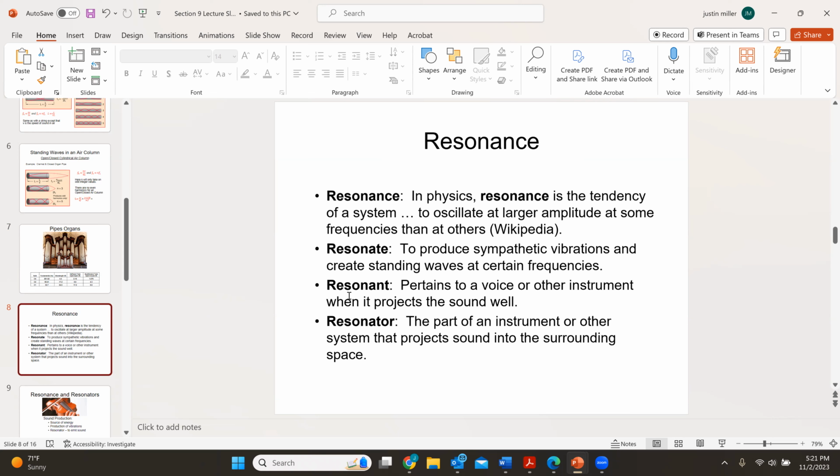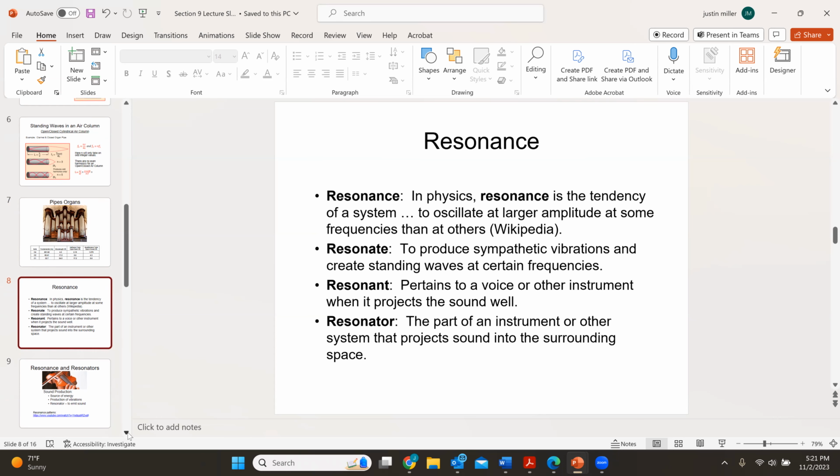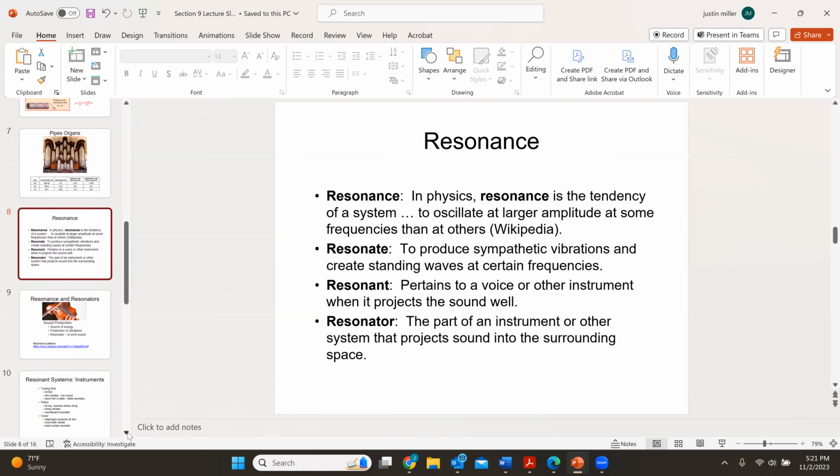Resonant, resonator. So I think I just said resonator for resonant. Resonant just pertains to something that can project its sound well. The resonator is the portion that projects the sound. So not going to be tested on that, but again, it all comes down to resonance, being able to sustain and produce substantial amplitude oscillations of standing waves.